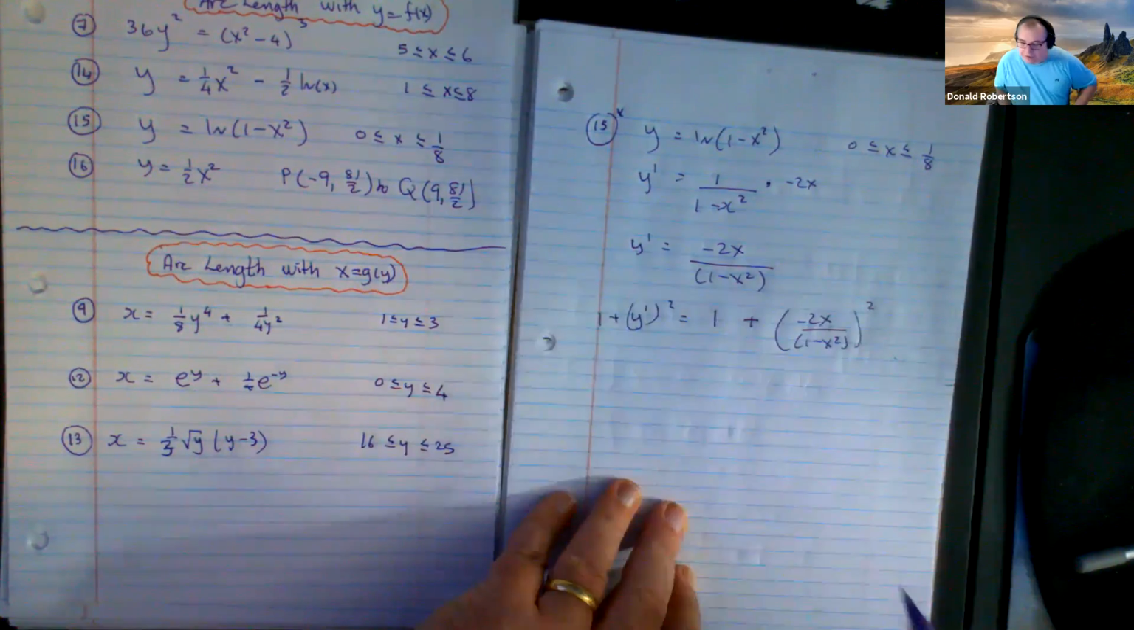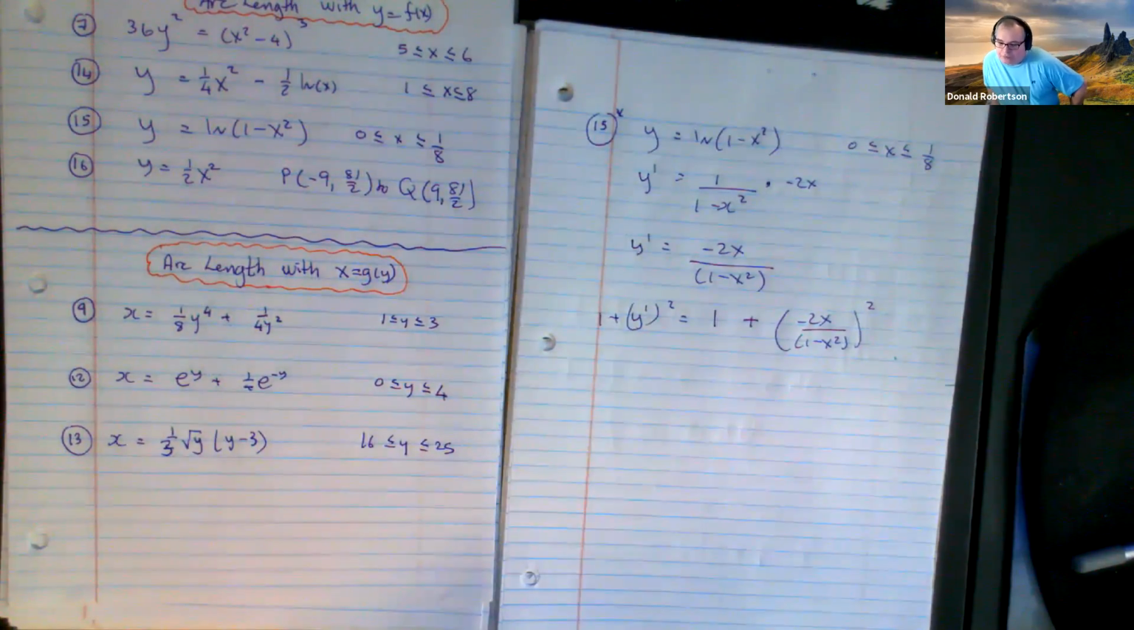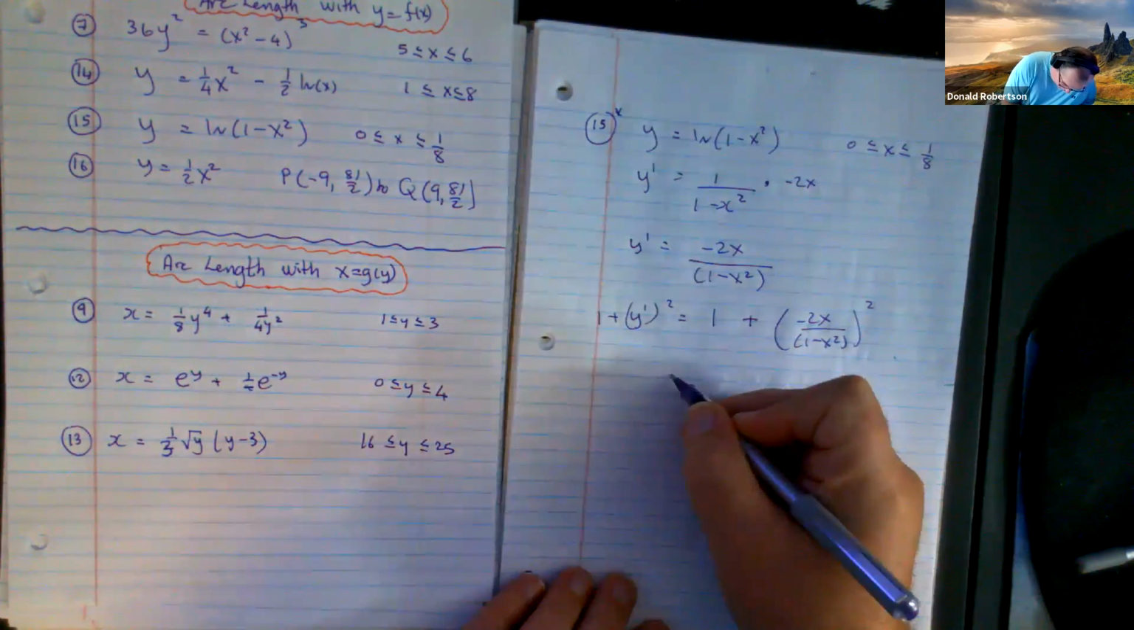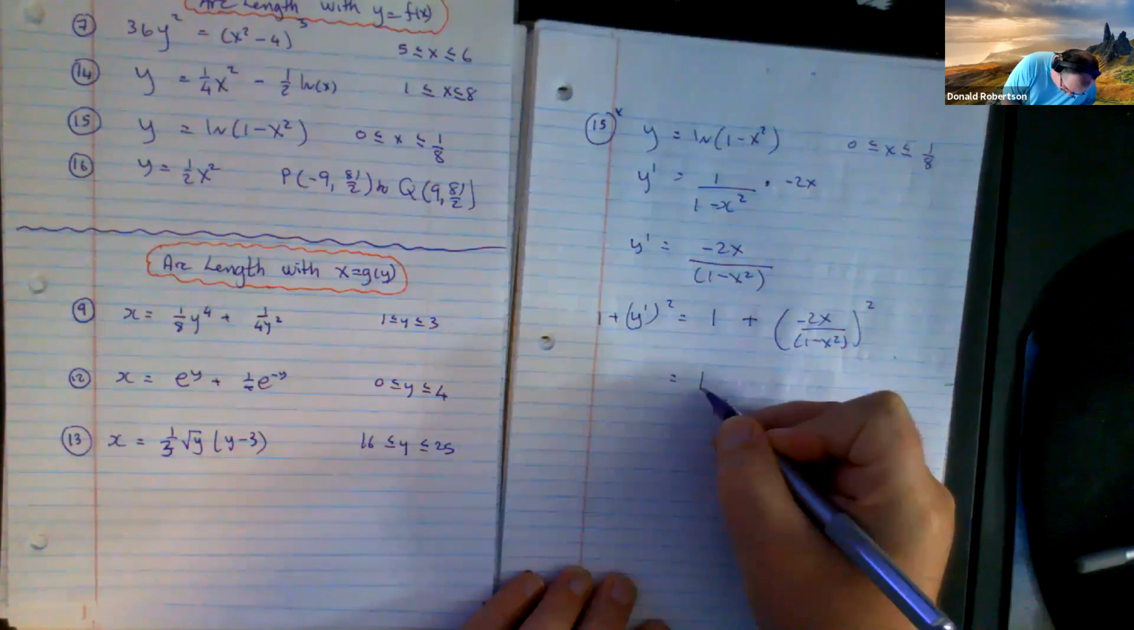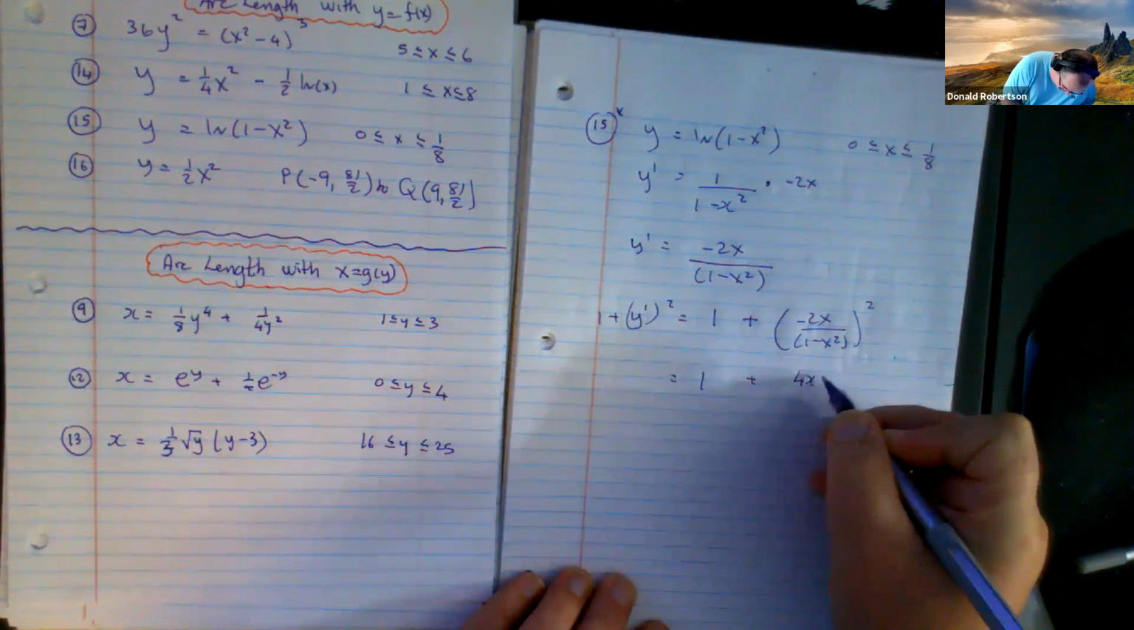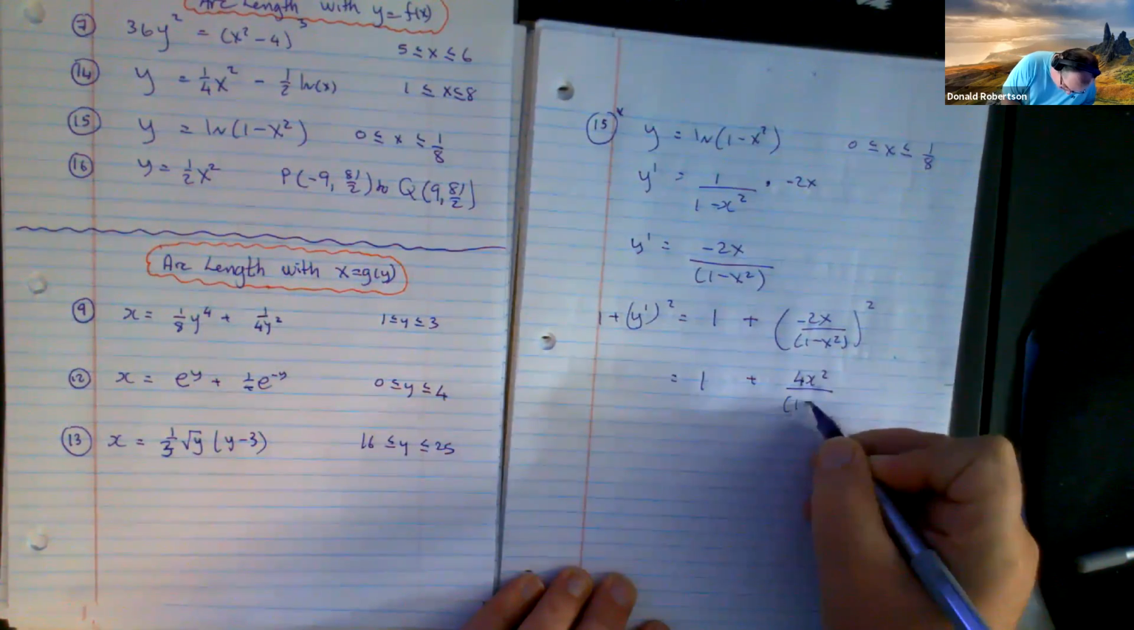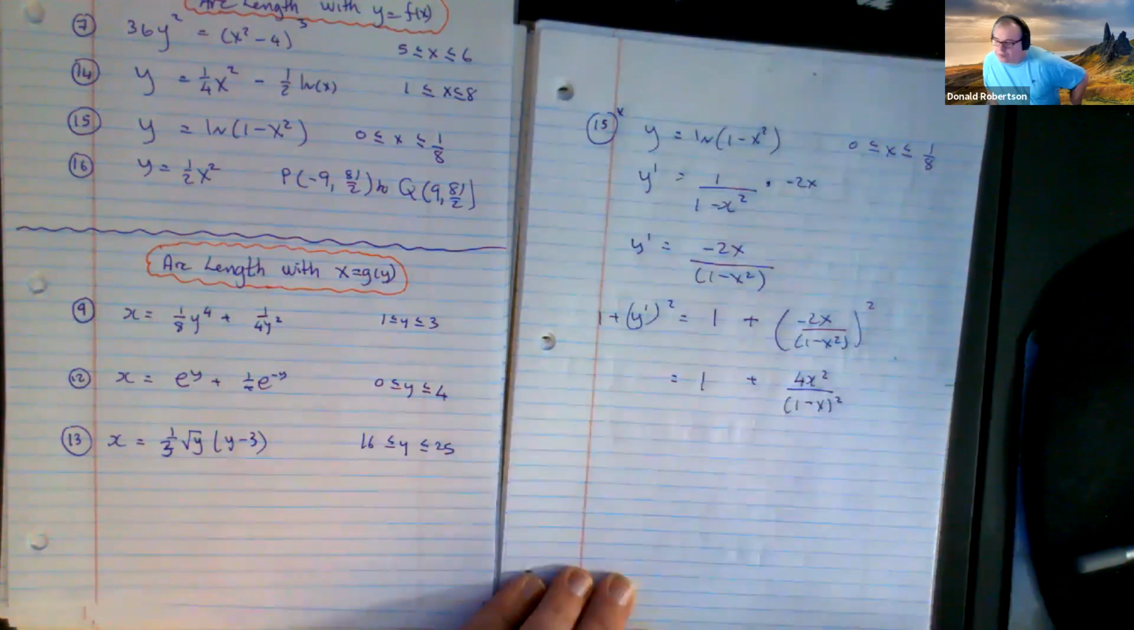Now what's going to happen in the next few lines is some really, really ugly algebra. So I'll try and take it as slow as I can. Well, if you want to square a fraction, can't you just square the top and square the bottom? Does that seem reasonable?